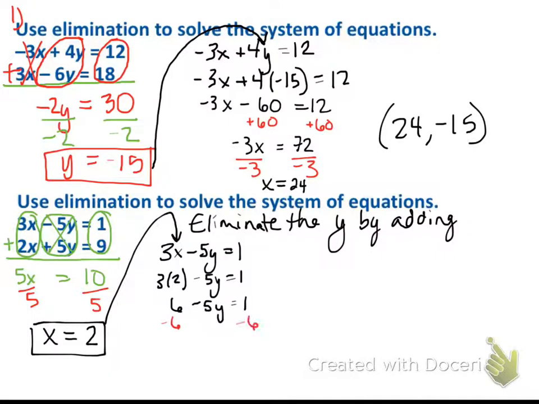Subtract 6 from both sides. Negative 5y equals negative 5. Divide both sides by negative 5. We figure out what y equals: a positive 1. And we have our super duper final answer of 2, 1.